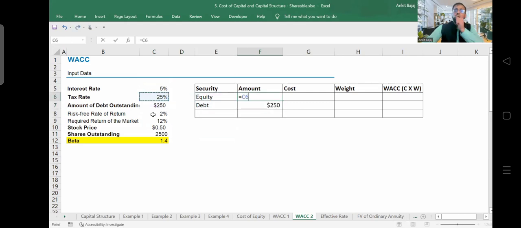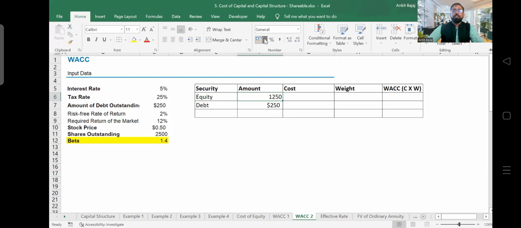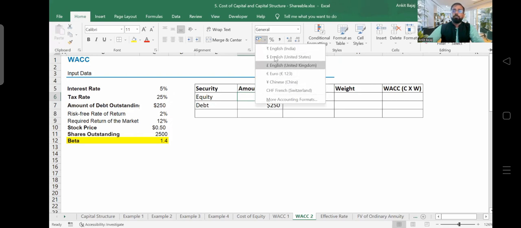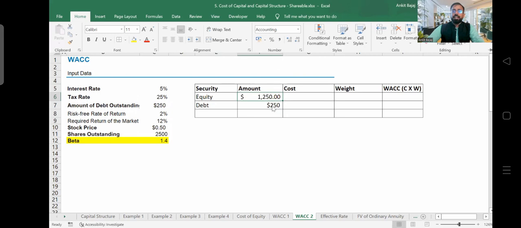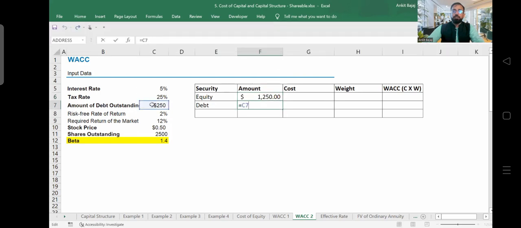If I want to find out the value of equity, how will I find it? It is going to be total shares outstanding into stock price. This is how I can calculate the value of equity. Are you able to understand how to calculate value of equity? Simply shares outstanding into stock price. Hopefully you are able to understand. Now, if I calculate the total, what is the total capital here? Total capital is $1,500.